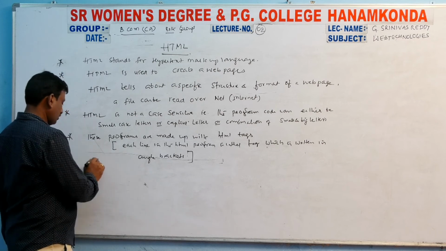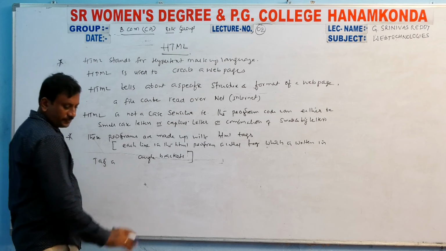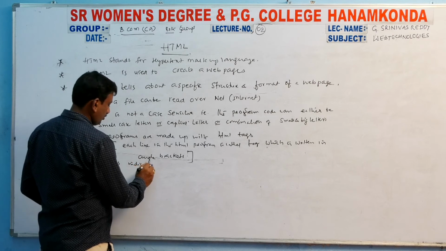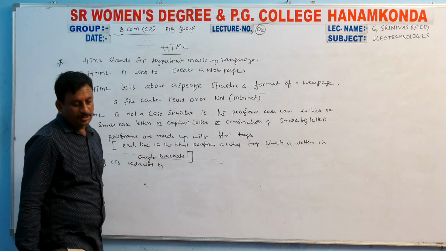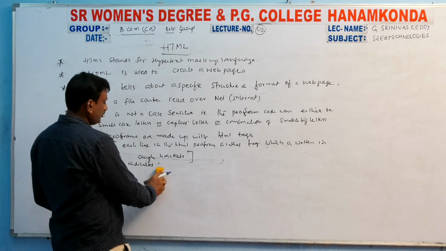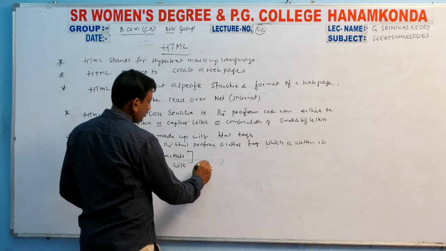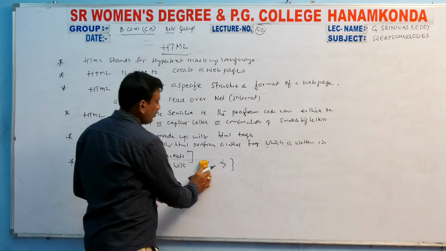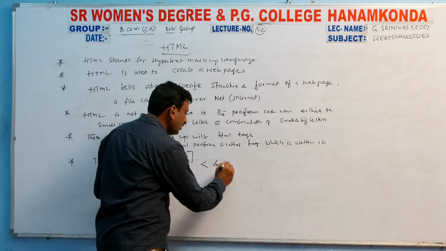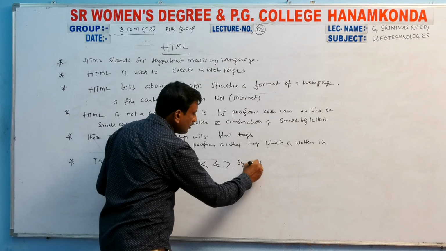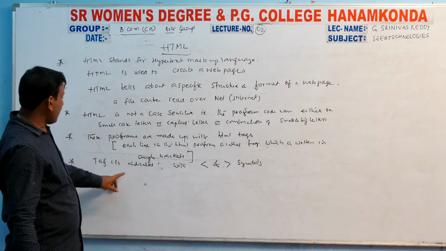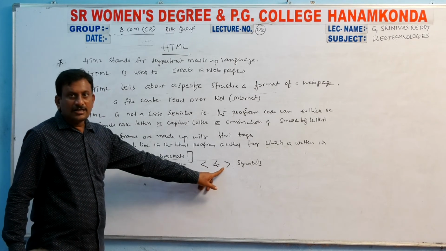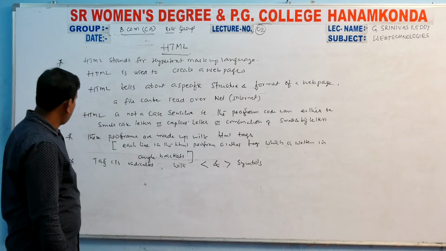Next, a tag is indicated with some symbols, less than and greater than symbols. A tag is indicated with the left angle and right angle symbols. Okay, these are the points.